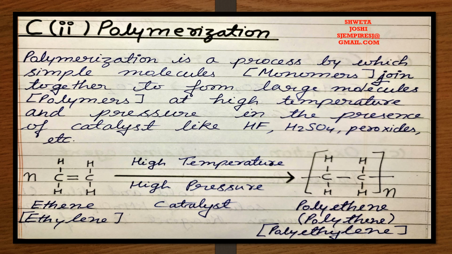In this reaction, small units combine together forming a large unit. The small units are called monomers and the large unit is known as polymer. The process of formation of polymer is known as polymerization reaction.